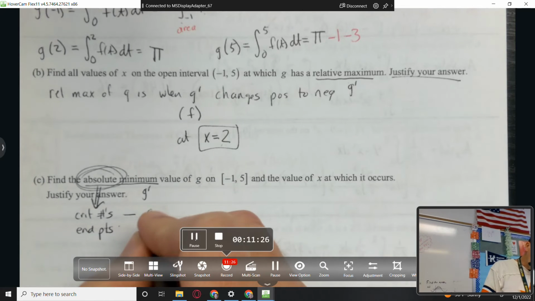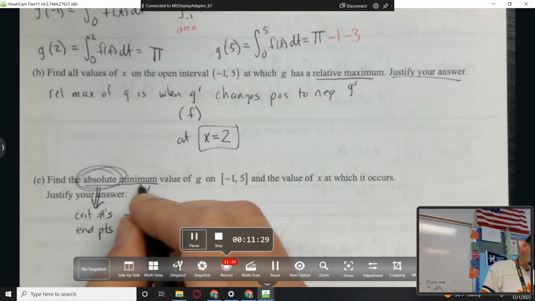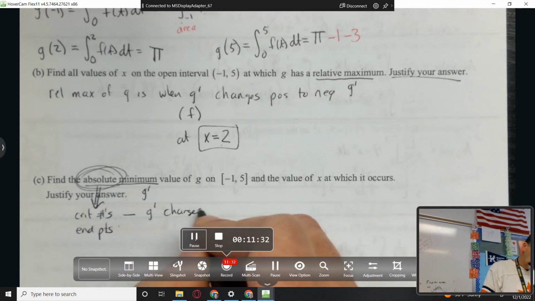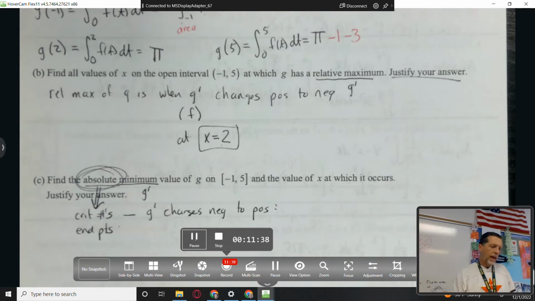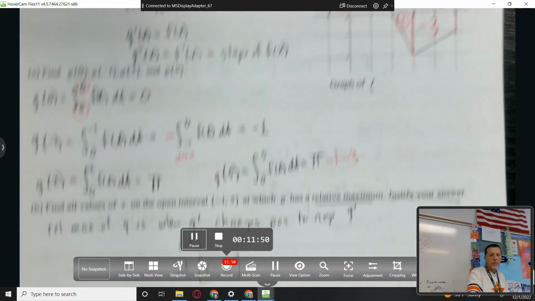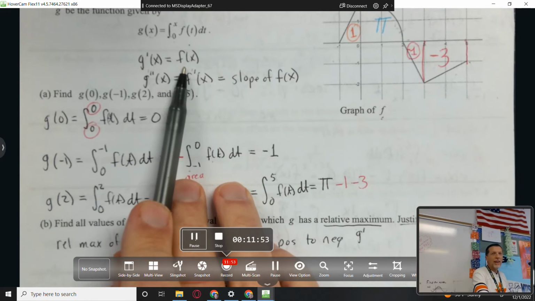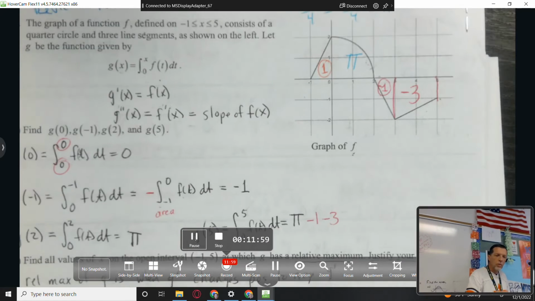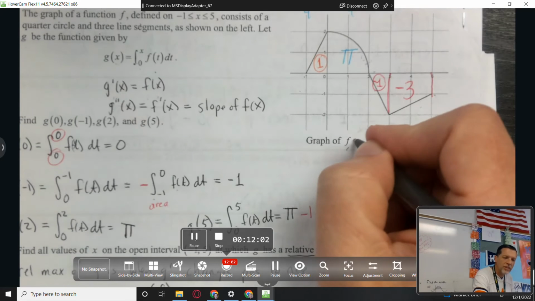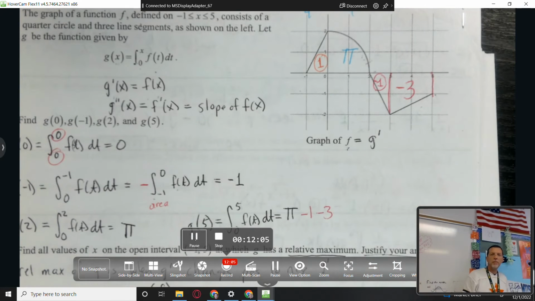So critical numbers would be where g prime, especially for a minimum, changes negative to positive. And I've already said that g prime is equal to f, so I don't need to repeat myself here. If you need to write it to convince your brain, that's fine, but you already told the grader that g prime is f, and now it's on the grader to make that substitution. Where does g prime change from negative to positive?